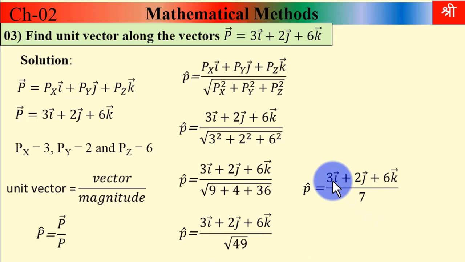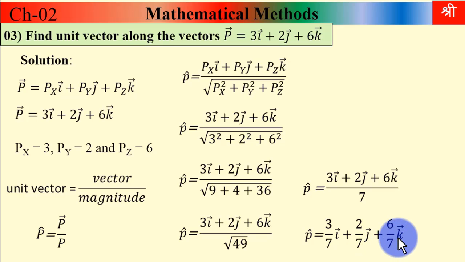Now divide each term separately by 7. We get final answer 3 by 7 times i plus 2 by 7 times j plus 6 by 7 times k. This is unit vector along this vector p.